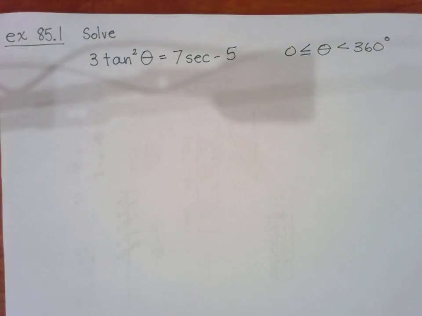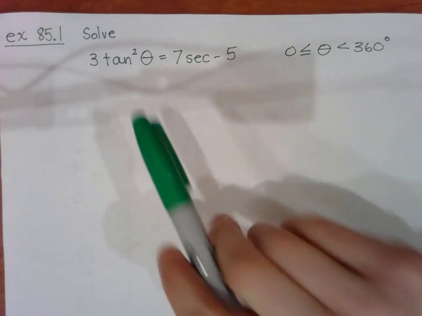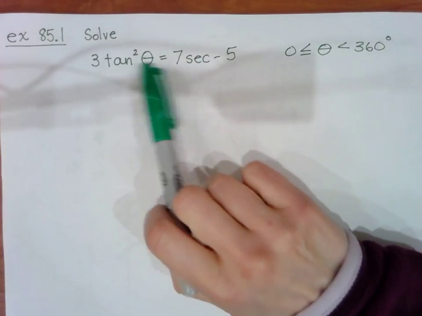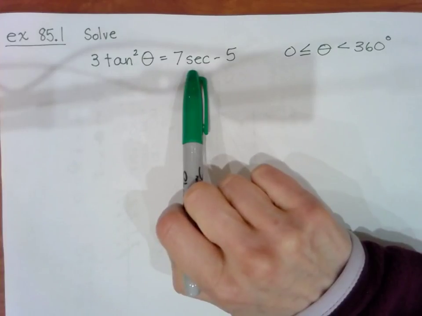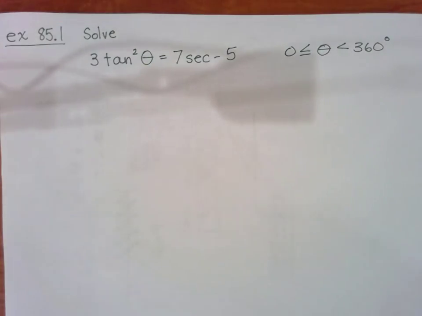Okay, the first thing we're going to do in lesson 85 is solve some trigonometric equations that are just slightly more complicated than the ones that we've seen in the past. In particular, notice that we've got two different trig functions in here, and so this makes it a little bit more complicated.